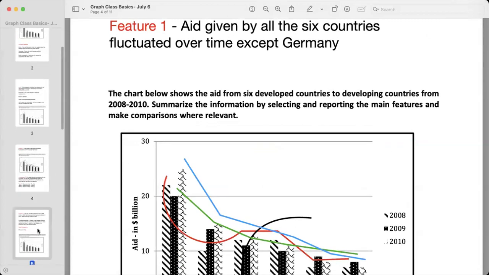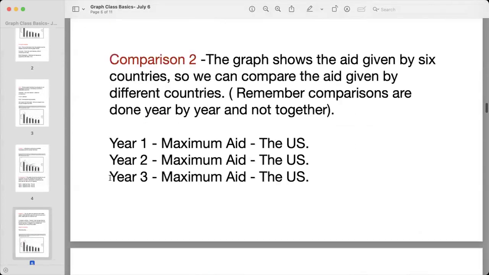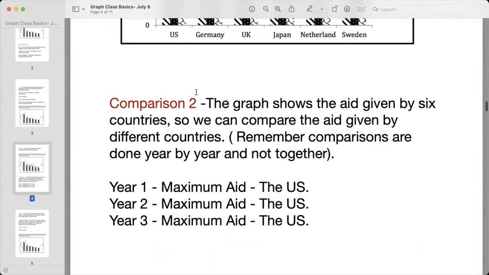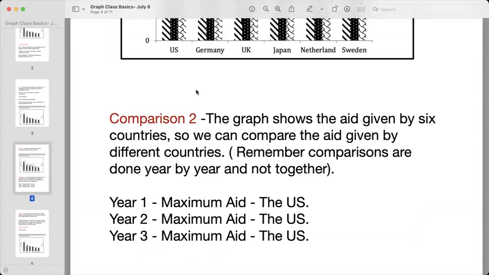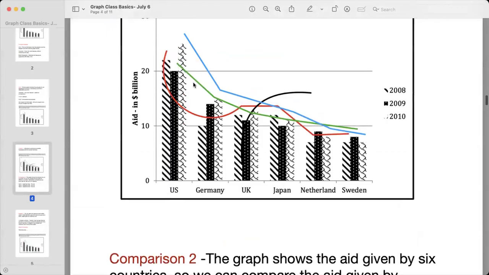Now let's come to the second part. What you can do is compare the countries. Here also, students make a mistake. What's the mistake they make? They start comparing the years as well. Don't compare the years. Don't look at the years. Just compare the countries. What I mean is pick one year, look at the data for all countries and make your decision. For example, imagine the red line.